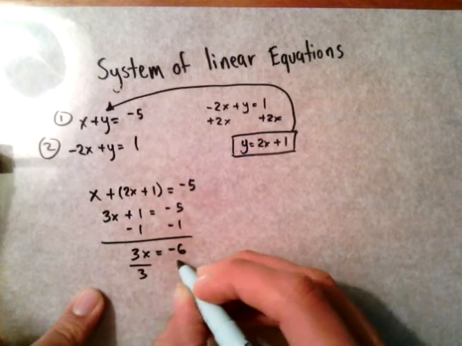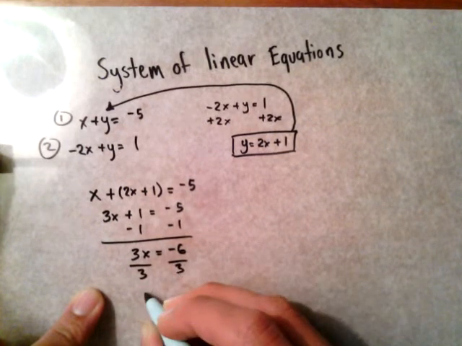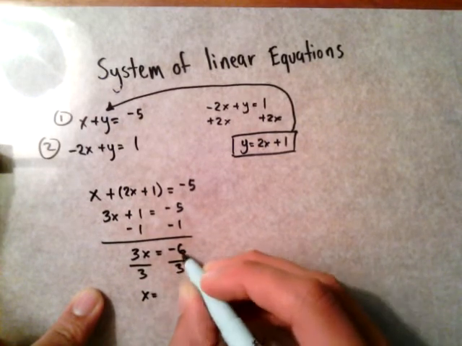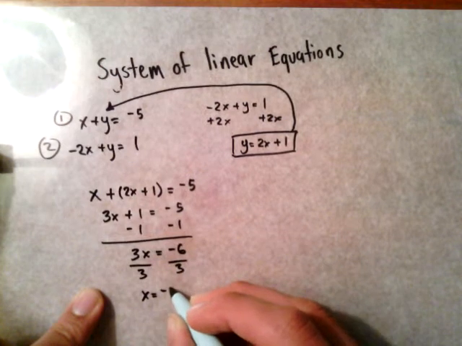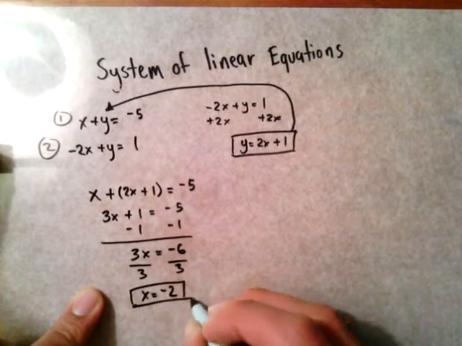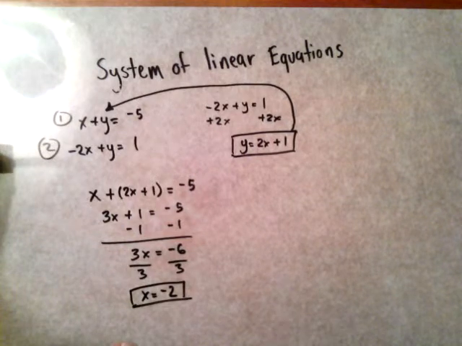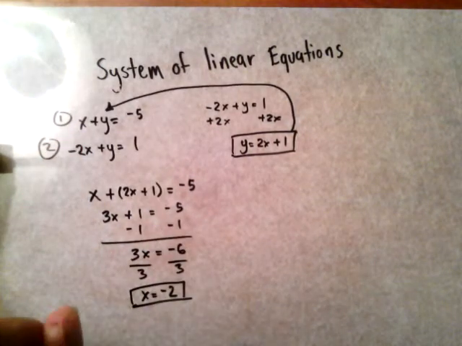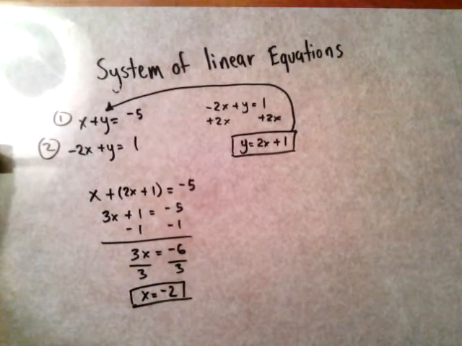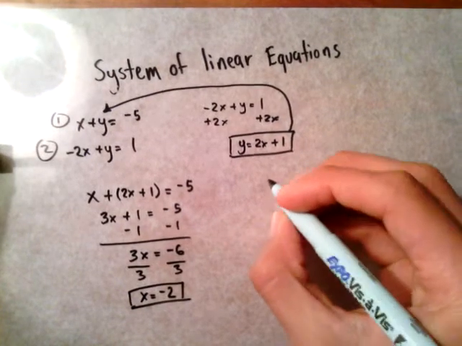We solve for x, we divide by 3, and then we get x is equal to negative 6 divided by 3 gives us negative 2. So we found our first solution. And next, we want to plug this into either equation and solve for y. So we'll plug it into the bottom one this time.